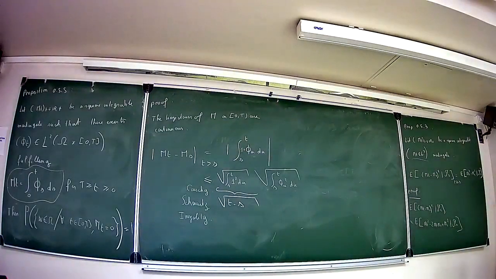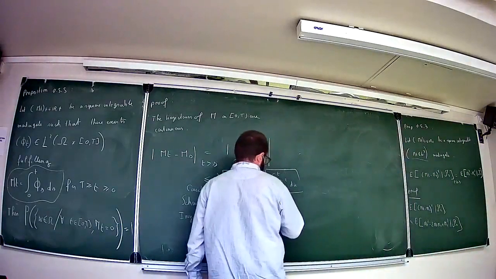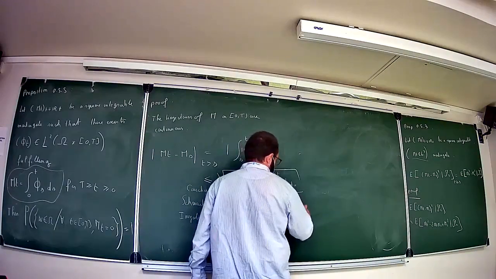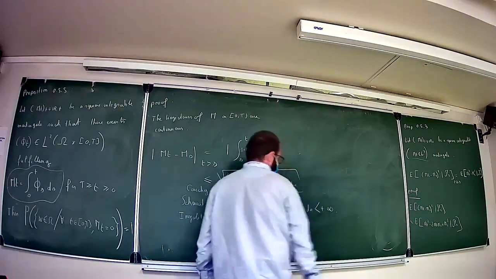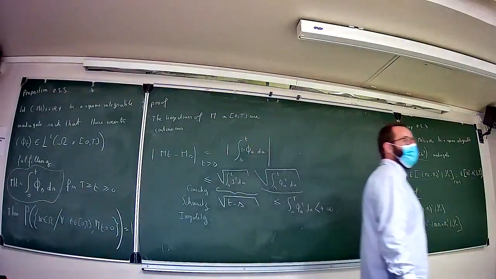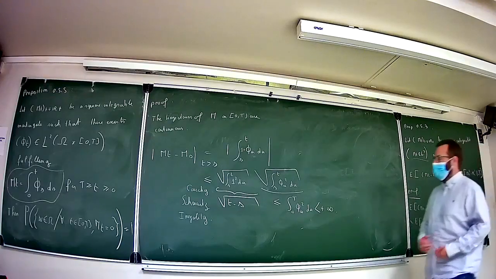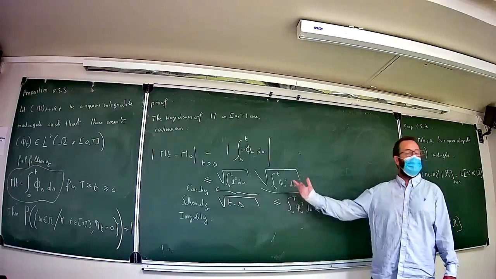Keep in mind that I have a hypothesis: my process phi is in L2 of omega times 0 capital T. So this one is less than the integral between 0 and capital T of phi u squared du, which is finite P almost surely, because I know that the expectation of the integral of the square is finite. This is the meaning of being in L2 of omega times 0 capital T. So you have a number here that is finite P almost surely.